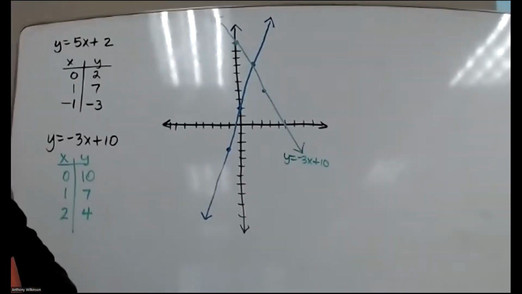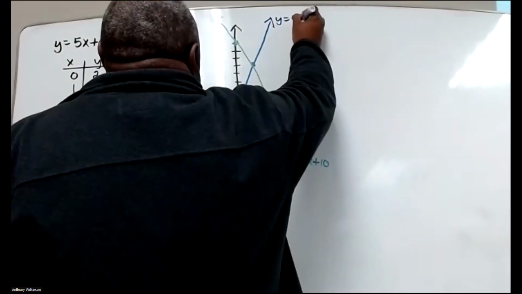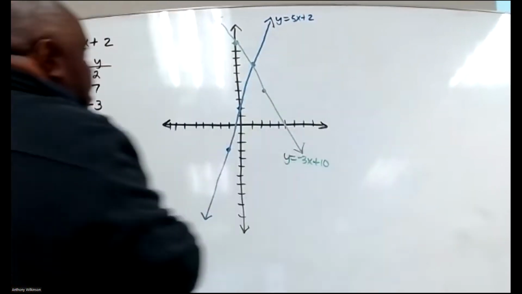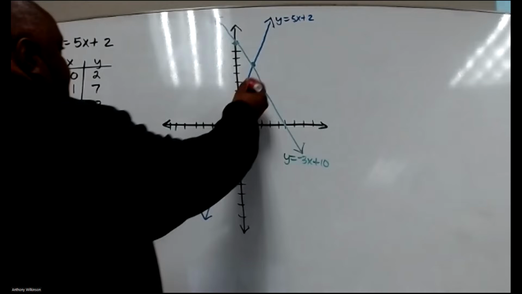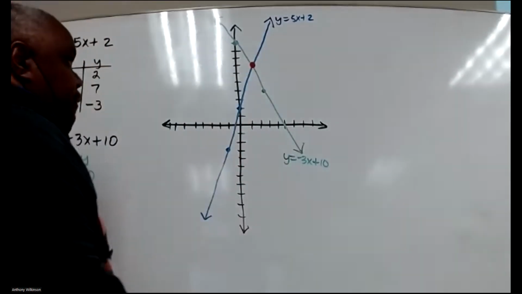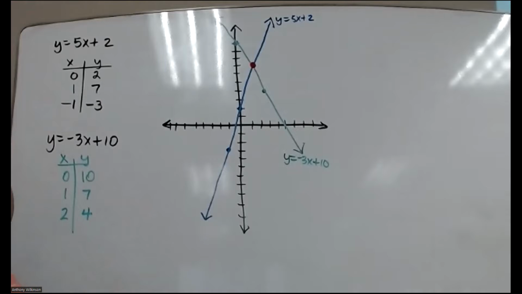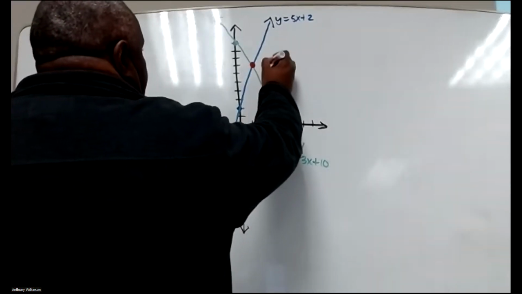And that other graph is y equals 5x plus 2. So pretty much you can see where this graph is intersecting, and that's at this point right here. And the ordered pair for that point of intersection of those two lines is going to be, in this case, 1, 7.